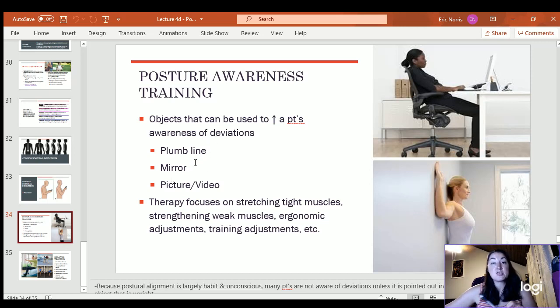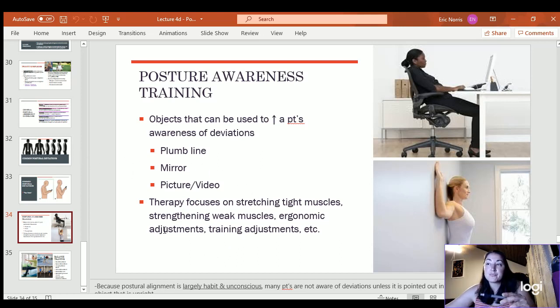Mirrors are helpful, especially drawing a line in the center of the mirror so they can look at it and see, oh, I'm leaning to the left, or I'm tilted this way. Pictures and videos are very helpful with postural awareness training, as well as gait training and balance training, all of those things, because sometimes habits are not easy to be aware of. They're unconscious, and posture itself is mostly a habit, and an unconscious habit at that. So helping them become aware of the issues is key.